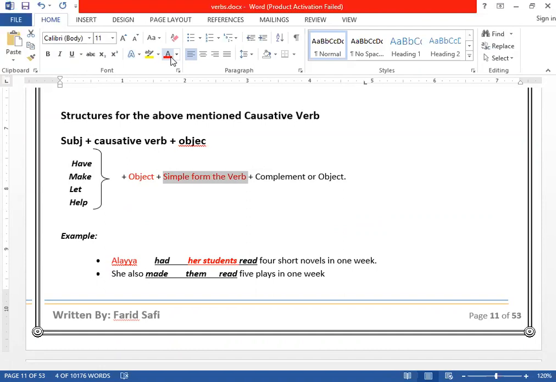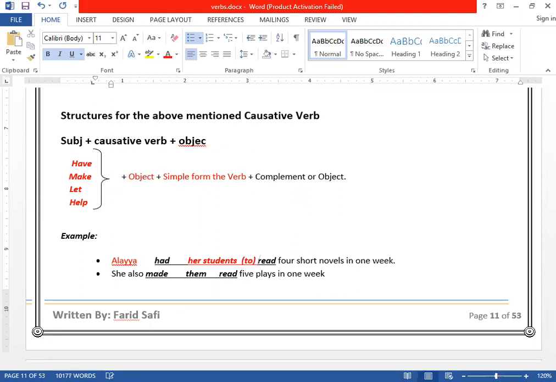Exactly. We have got have, we have got make, we have got let, we have got help. After the object comes a direct verb. After this we use the bare infinitive, not the to-infinitive. For example, Alaya hates her brother read. You cannot say to read.